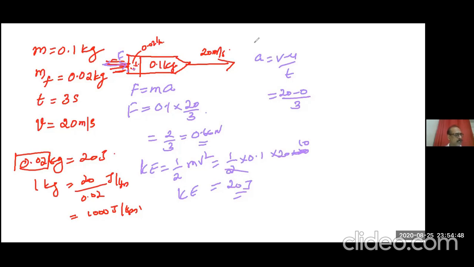An electron and a proton are detected in a cosmic ray experiment, the first with a kinetic energy of 10 kilo electron volt. 1 electron volt is 1.6 into 10 to the power minus 19 joule.